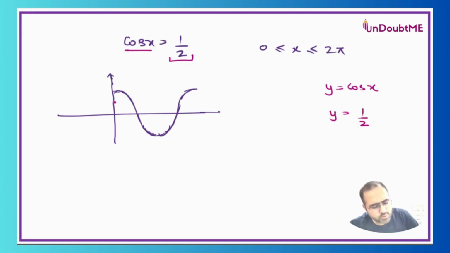It means that y is equal to 1 by 2 is a line which will be like this, which will cross like this, and it will intersect cos x at the points. These points are the answers.